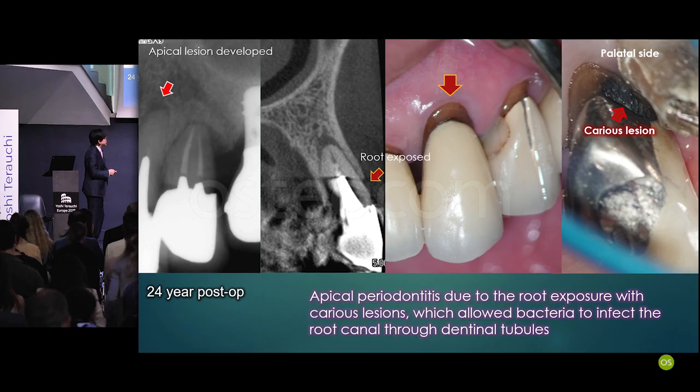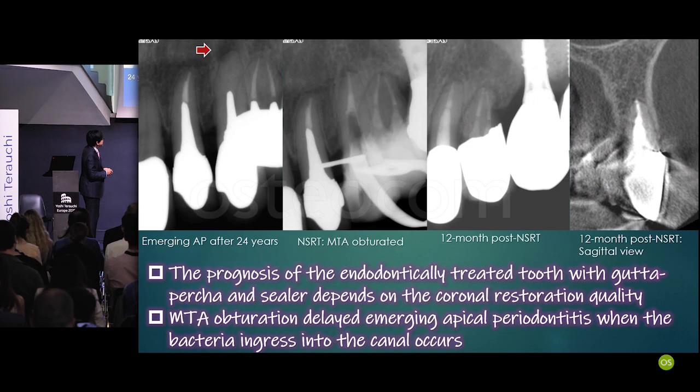So now I had no choice. But this is a good reason to retreat the tooth this time. So I filled the root with MTA. And this is one year post-op showing nice periapical healing. This is also CBCT. You see nice periapical healing. So it's important to close the root. Make sure there's no gap between the coronal restoration and the tooth.